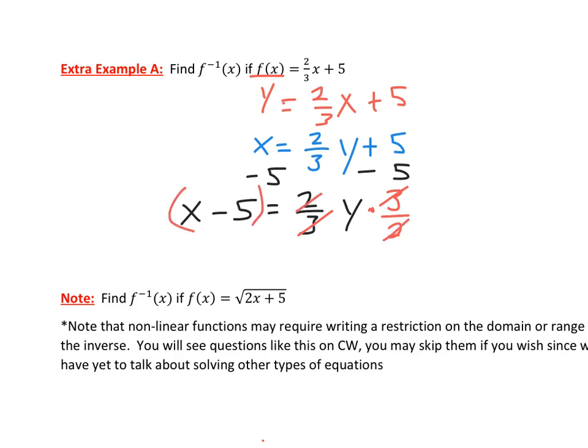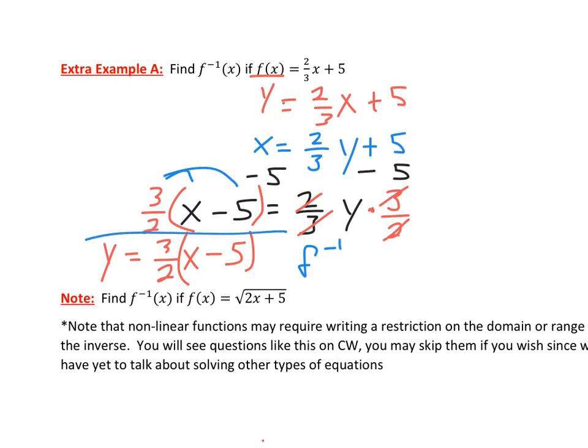What you do to one side, you have to do to the other. So 3 over 2 on the left side as well. So we have that y would equal 3 over 2 x minus 5. You could also rewrite it with the f inverse notation. You can also distribute out the 3 halves. There's, again, a few different ways you can write the final answer, but this is acceptable. If you want to distribute the 3 halves, you can.